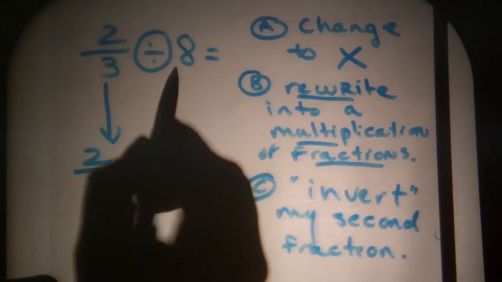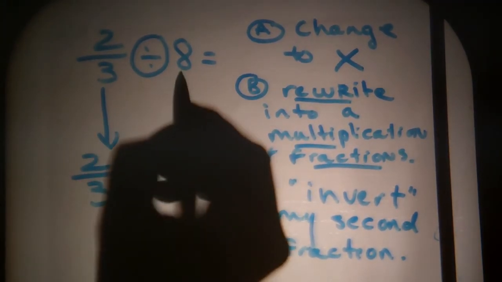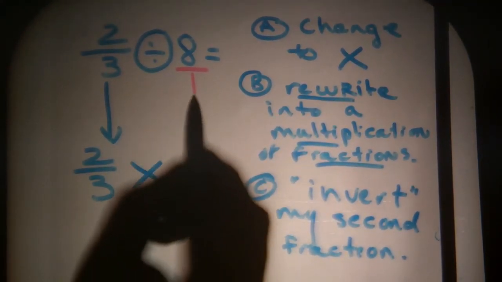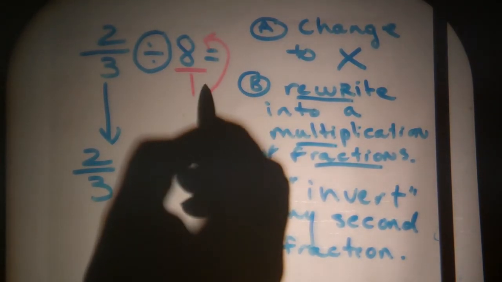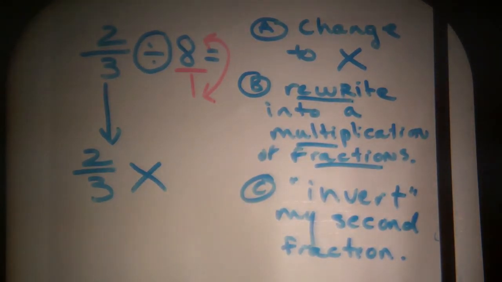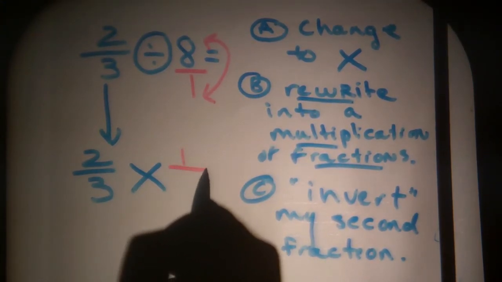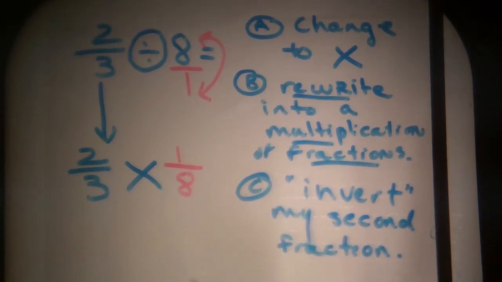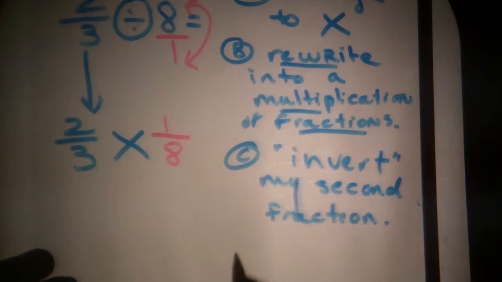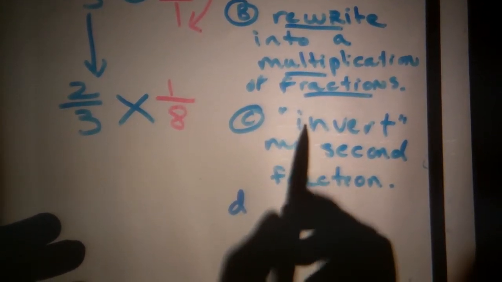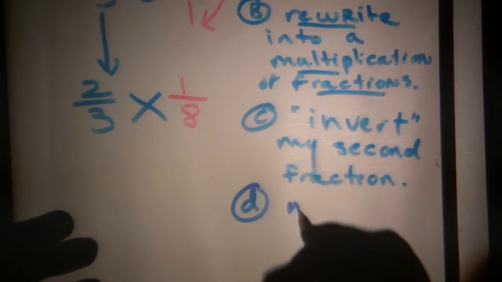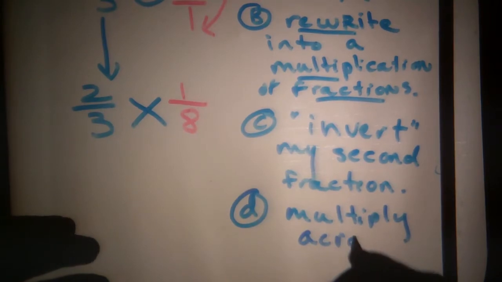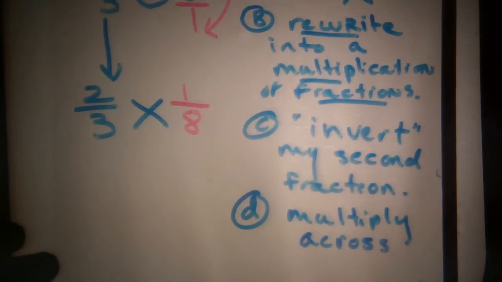So I take the 8, which is a whole number, so I would have normally just put a 1 underneath it to make that into a fraction. But at this point I need to invert it. I need to turn this 8/1 upside down. So if I turn it upside down, I now have 1/8. So now I can multiply my little heart out on this fraction. Since we've inverted and rewritten it, we can multiply across. Oh, but you know what?